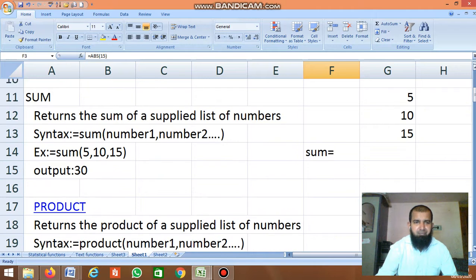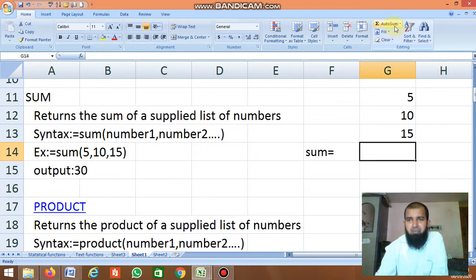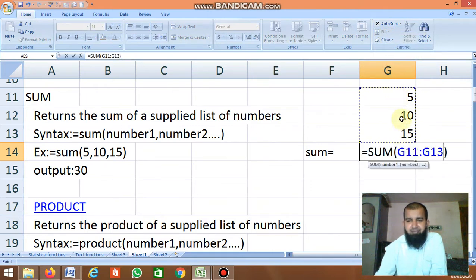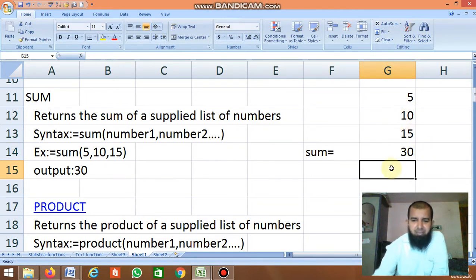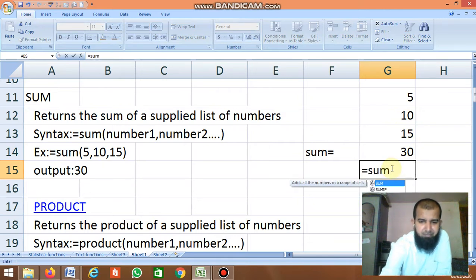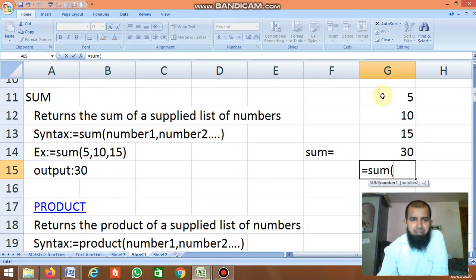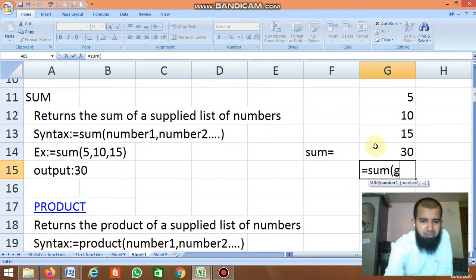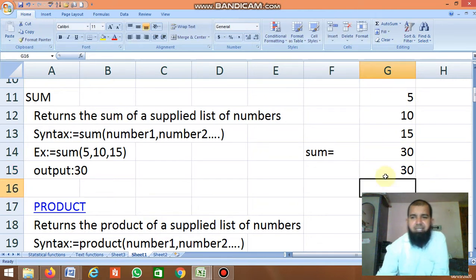The second one, SUM function, returns the sum of a supplied list of numbers. So it adds all the numbers. Example, 5 plus 10 plus 15. So how much? 30. You can use AutoSum also, which is used to find the sum of numbers. Equal to sum, then you drag it. Or you can write equal to sum of G11 colon G13. We get the same answer. Clear, no?